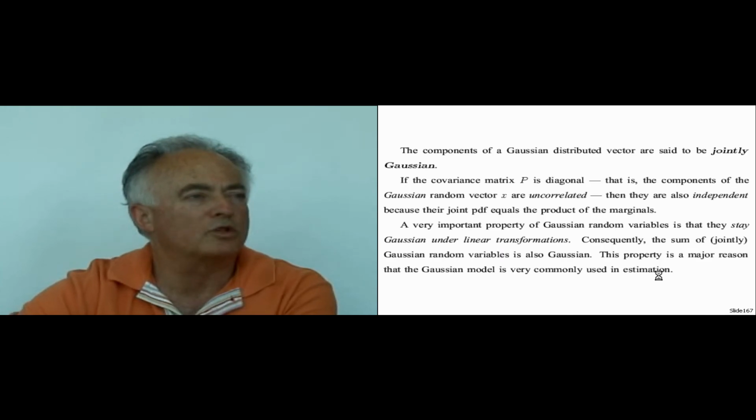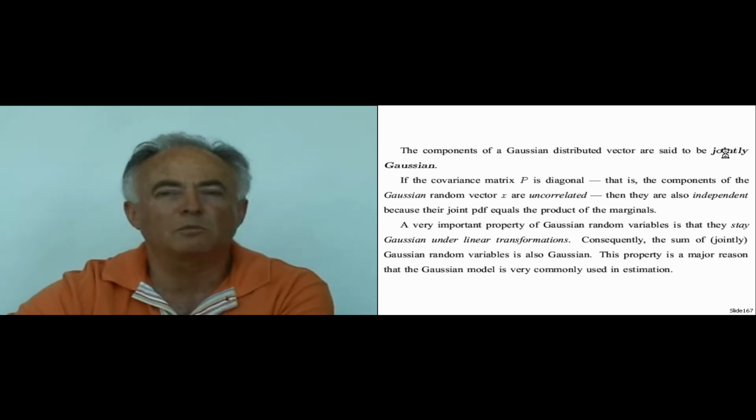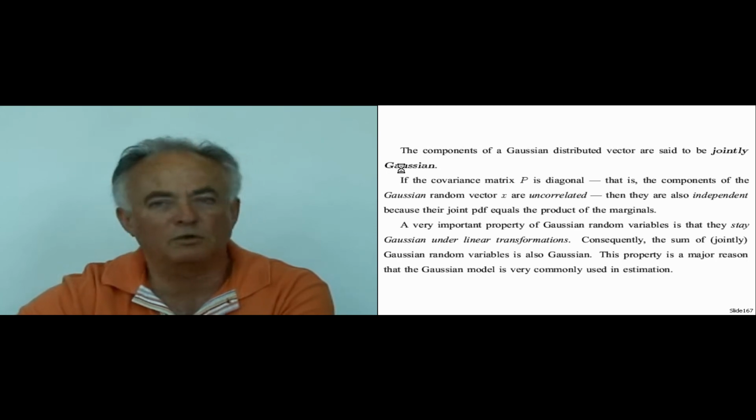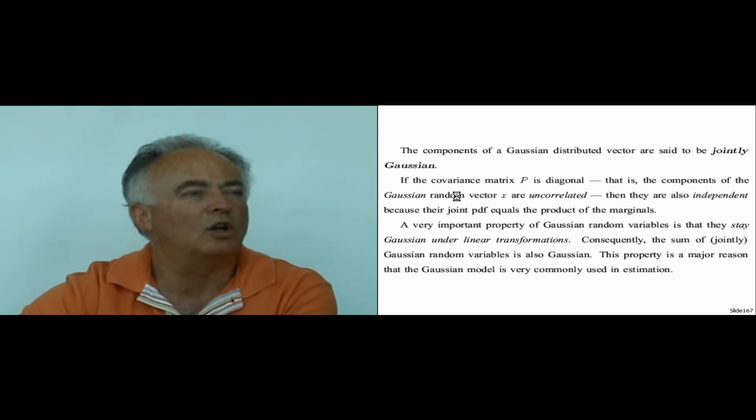The components of a Gaussian distributed vector are jointly Gaussian. So really a bunch of jointly Gaussian random variables, if you put them into a vector, give you a Gaussian vector, that's all. Now, if the covariance matrix P is diagonal, then the components of the Gaussian random vector are uncorrelated. In this case, they are also independent because their joint PDF equals the product of the marginals.